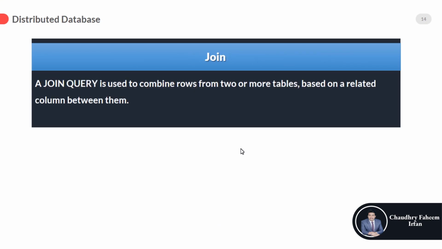And next, join. A join query is used to combine rows from two or more tables based on a related column between them. A join operation in relational algebra combines columns from one or more tables in a relational database. It creates a set that can be saved as a table or used as it is. A join is a means for combining columns from one or more tables by using values common to each.